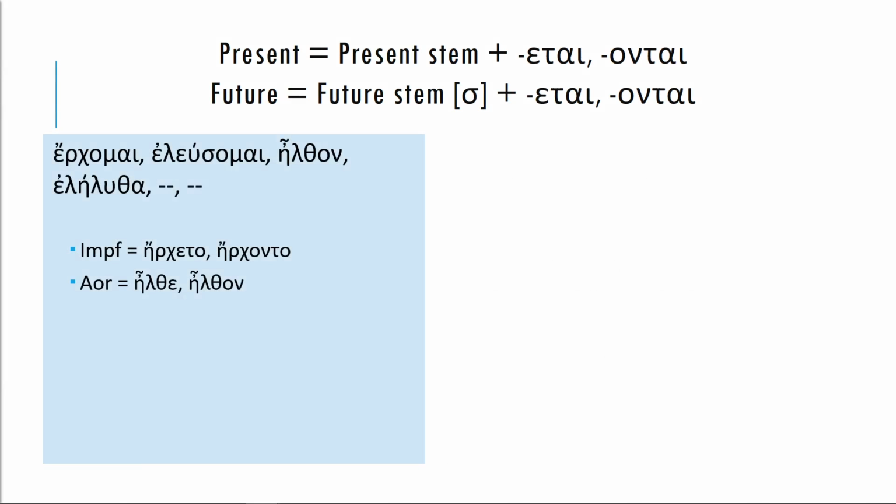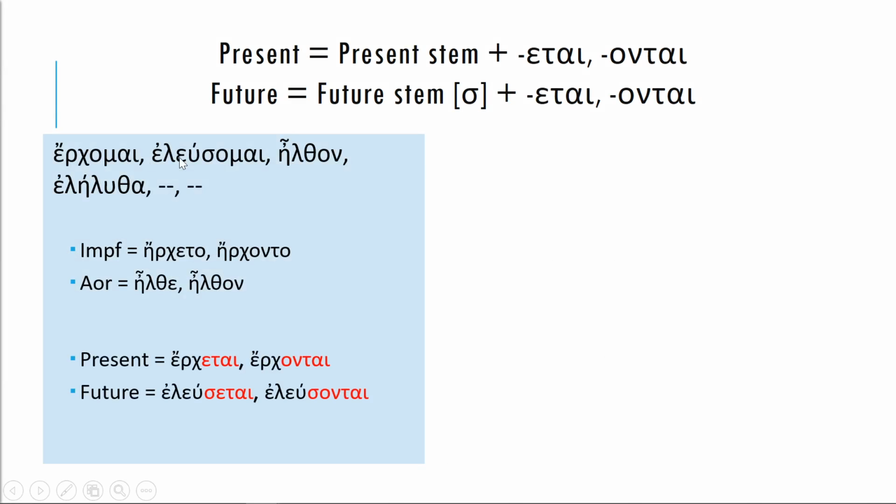We see the same thing with erchomai. You simply add these primary endings to the first principal part or the second principal part. Here you see the second principal part is very different. It probably came from a different stem. They've taken two very discrete words and glommed them together. Happens sometimes.